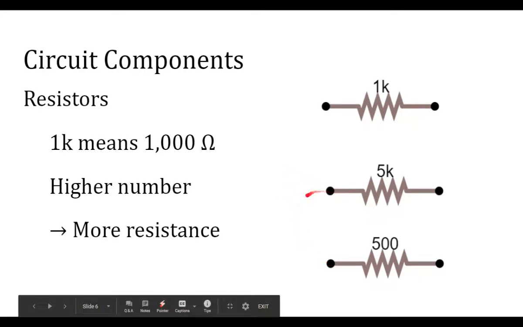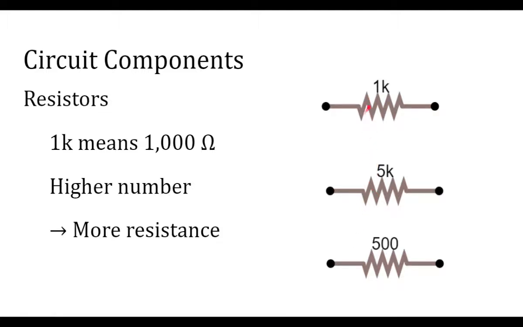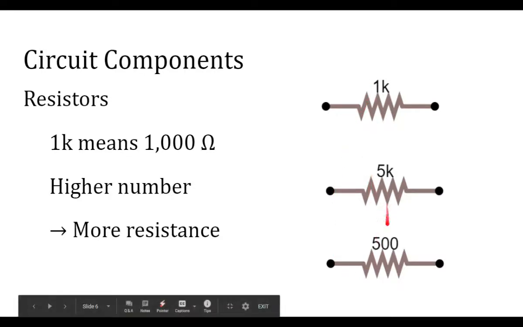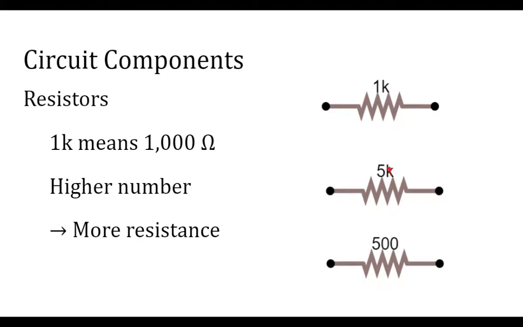All right, what about between the second two? If I have 5K versus 500, well, yeah, 5K is bigger than 1K, and 1K is bigger than 500. Then 500 is still the smallest, right? So my point here is don't let the K confuse you. The K just means 1,000. The more ohms, the higher the number, the more ohms, the more resistance. Okay.